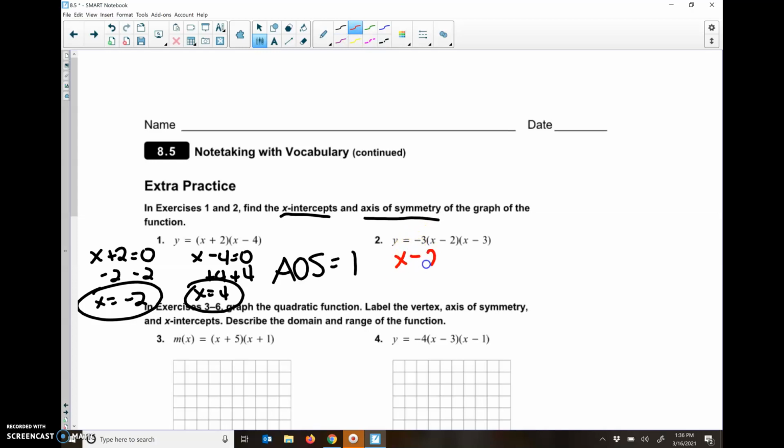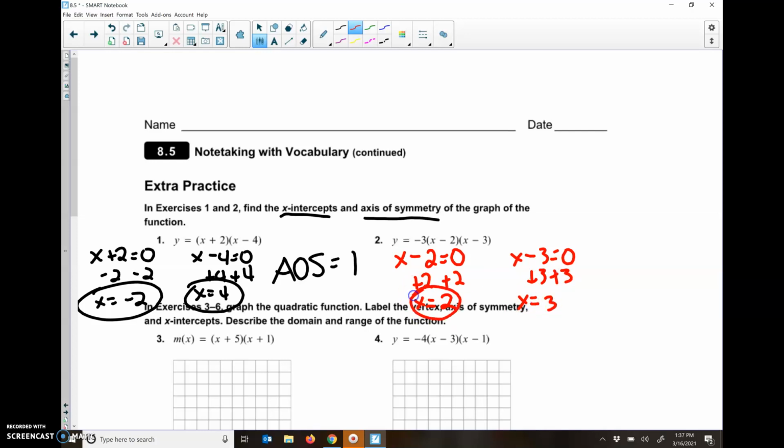Okay, number 2, same thing. So x minus 2 equals 0. X minus 3 equals 0. So got to find our intercepts first. So add 2 to each side. So one intercept is 2. Here we add 3 to each side. The other intercept is 3.